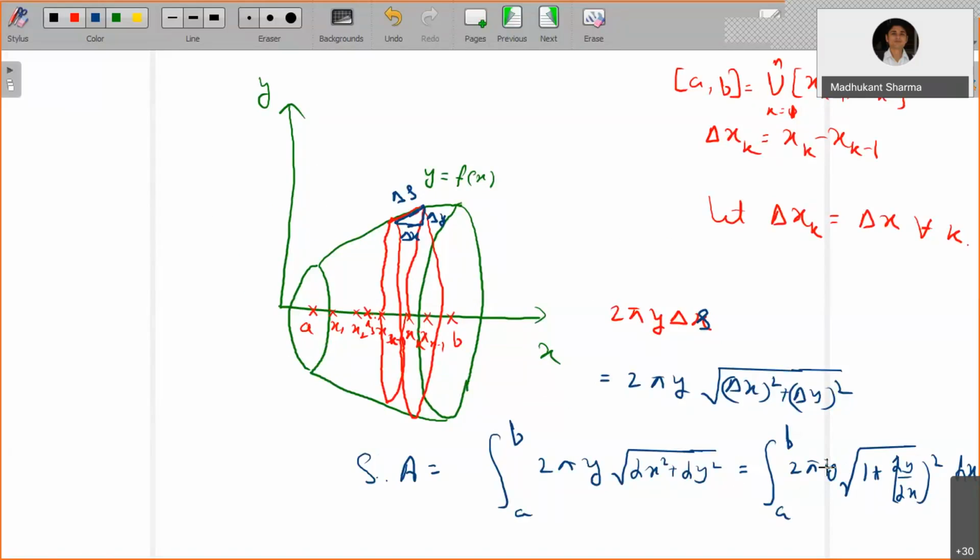You are treating y as a function of x. As a function of y, the situation means you are taking dy out and you have square root of dx by dy whole square plus 1.